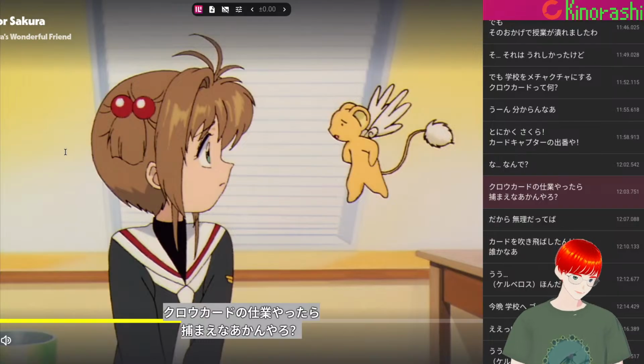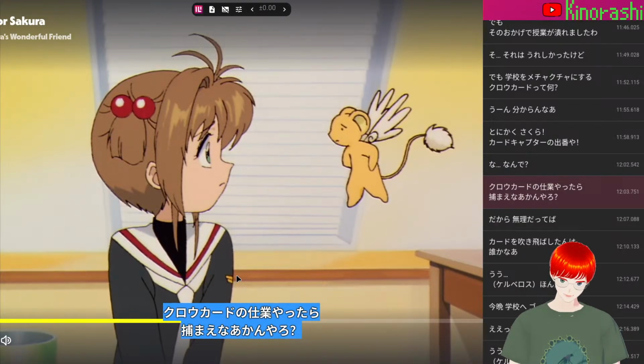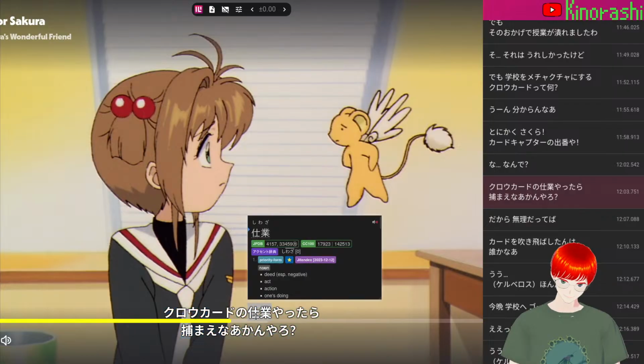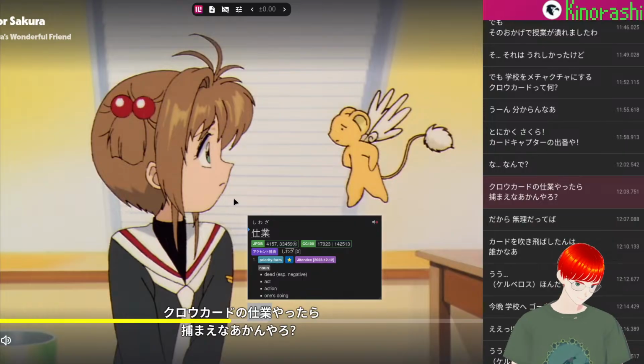Wait, is this supposed to be shigoto? Let me hear what they're saying. の仕業やったら捕まえなあかん. Yeah, they're saying shiwaza, yes. That's weird. This is being translated as shigoto. Conditional, okay.